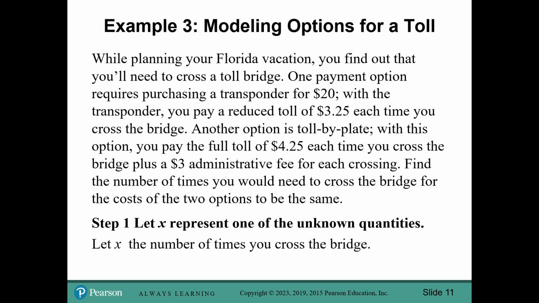Let's look at example 3, modeling options for a toll. While planning your Florida vacation, you find out that you'll need to cross a toll bridge. Toll bridges love to take some money. I always try to avoid the toll route personally, but that's beside the point here. One payment option requires purchasing a transponder for $20. With the transponder, you pay a reduced toll of $3.25 each time you cross the bridge. Another option is toll by plate. With this option, you pay the full toll of $4.25 each time you cross the bridge, plus a $3 administrative fee for each crossing. Find the number of times you would need to cross the bridge for the cost of the two options to be the same.